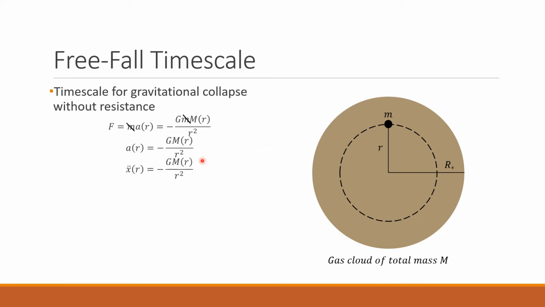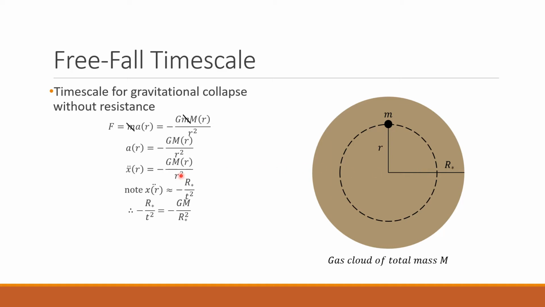Note that acceleration is the second derivative of position, and is given in terms of units by distance over time squared. In this case, we can now consider the whole sphere of gas and state that the acceleration is roughly the distance to the edge, R star, over time squared. We have a minus sign here because we're collapsing inward.